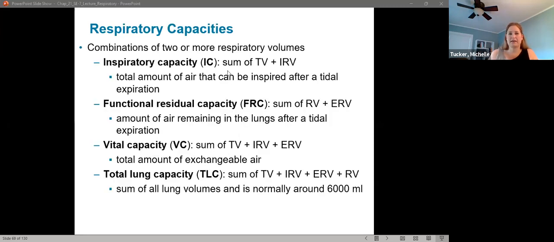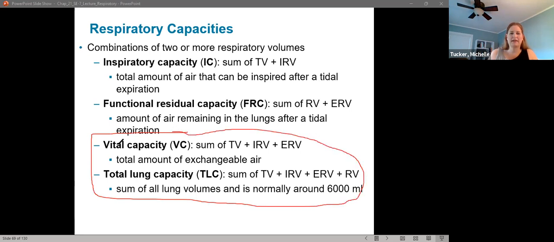There are 4 capacities that are listed, the 2 that you need to know. So capacities are the sum of 2 or more of those previous 4 volumes. And the 2 that are important to be able to calculate would be vital capacity. This is the total amount of exchangeable air. It's the sum of tidal volume plus inspiratory reserve volume plus expiratory reserve volume. So vital capacity is if you took a giant breath in and then you breathe all of it out.